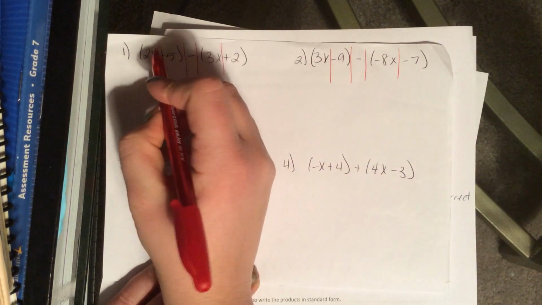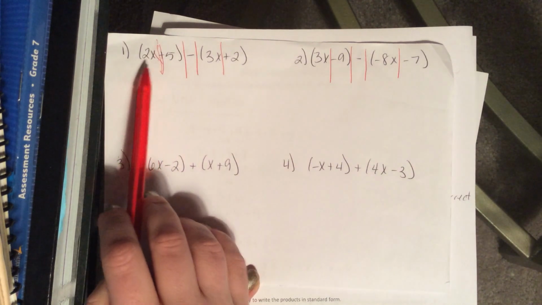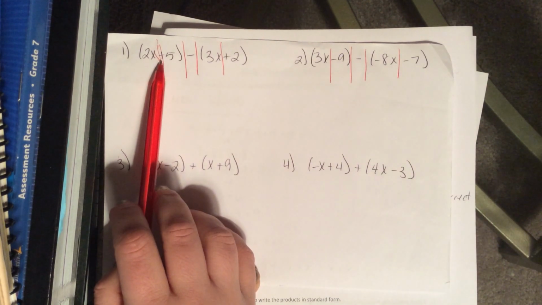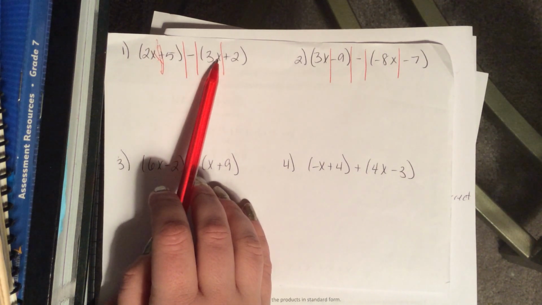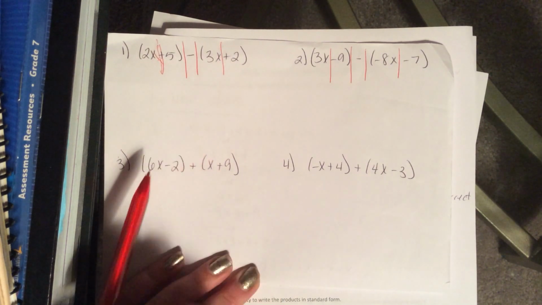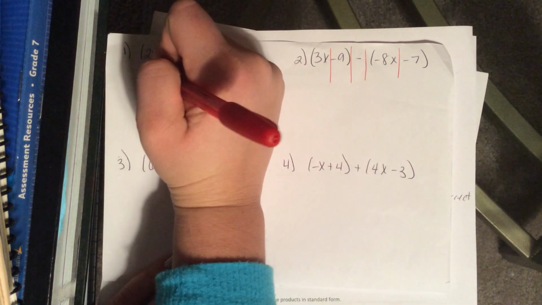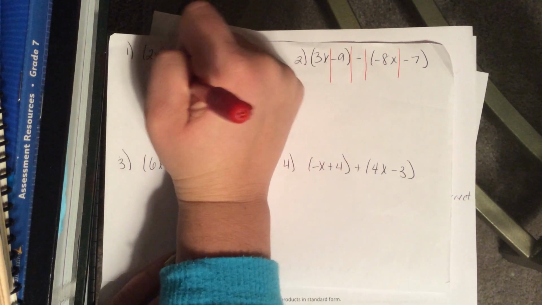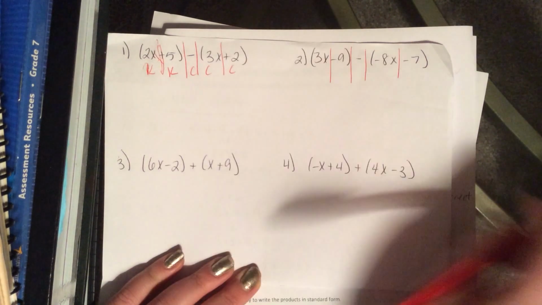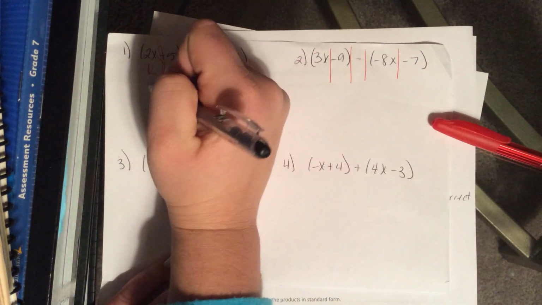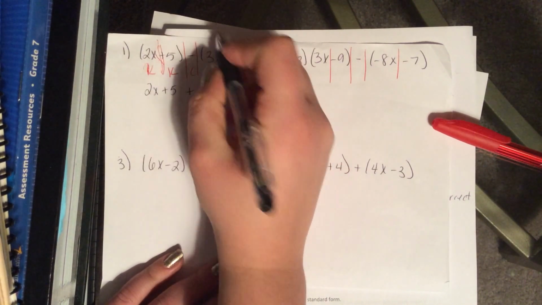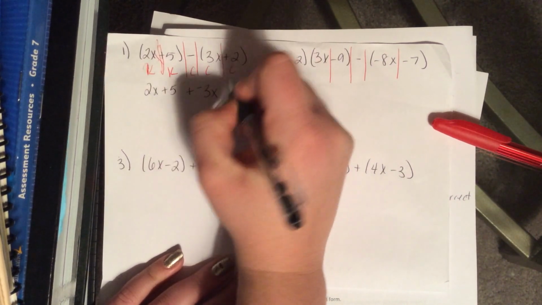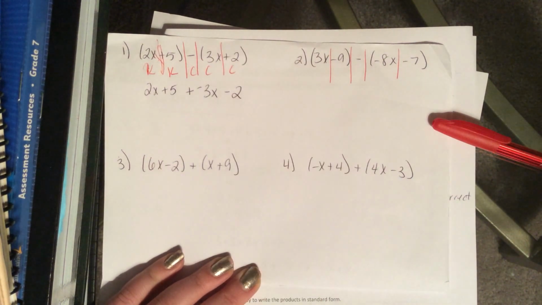So you notice the line includes one number and the symbol before it. So 2x is one section, plus 5 is one section, but the subtraction is always by itself. And then 3x, and then plus 2 is one section. So we're going to keep, change. Okay, so that's going to become 2x plus 5 plus negative 3x minus 2. Okay, this is just going to make everything so much easier.